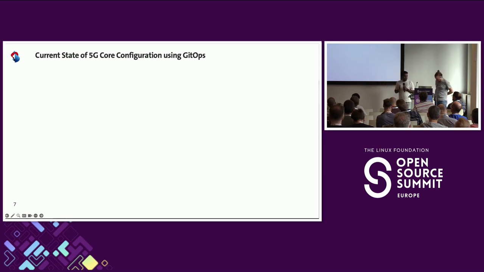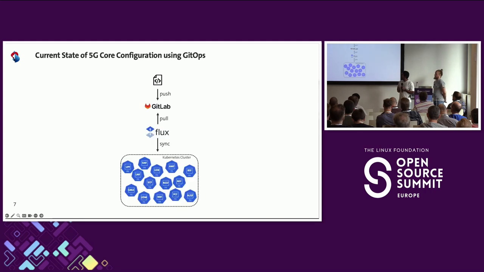So let's look into the current state of the 5G core configuration. This is a very simplified overview of the GitOps flow that we have. The engineers first prepare the configuration. It could be a configuration manifest or deployment or Helm values and such. They get pushed to GitLab, that's our CI tool. And Flux is the main continuous deployment tool that we use. It's a cloud native tool, a CNCF tool. Flux reads these files and then synchronizes them into the Kubernetes layer.